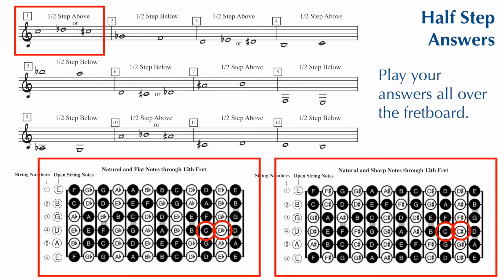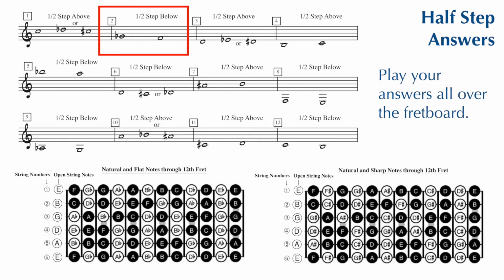Now, I'm not going to do that with every single one of these, otherwise this is going to be a really long video, but make sure you do that on your own. Number 2, we have a written G flat. A half step below that G flat is an F.